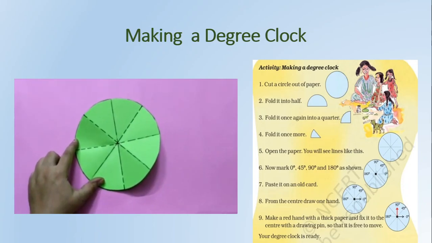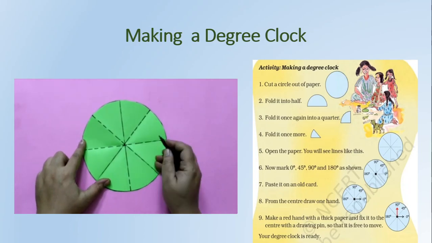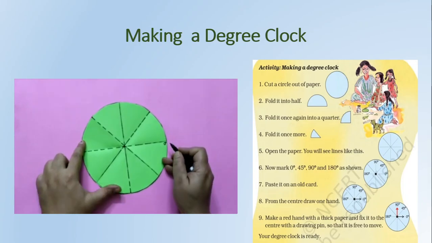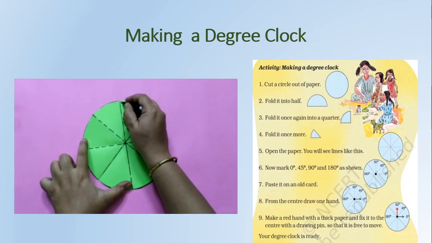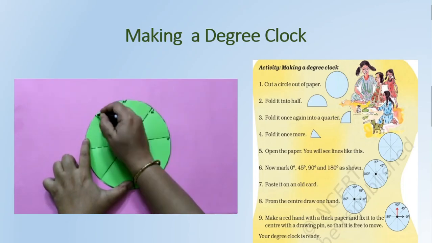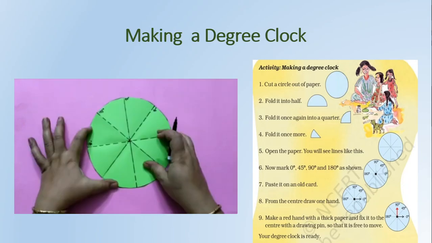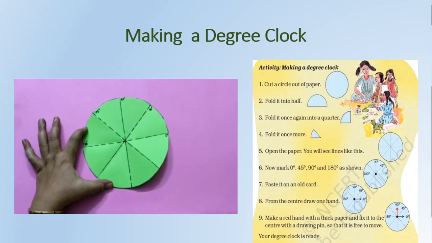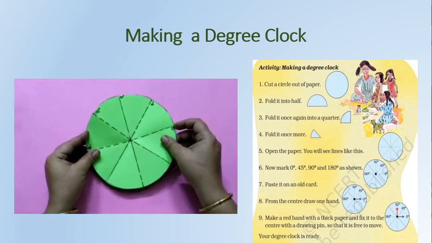Now point the center, mark one end as 0 degrees, then 45 degrees, then 90, then 90 plus 45 is 135, then 180 degrees. You can see that the straight angle of 180 degrees is divided into 4 equal parts. Now paste this onto a hard board.